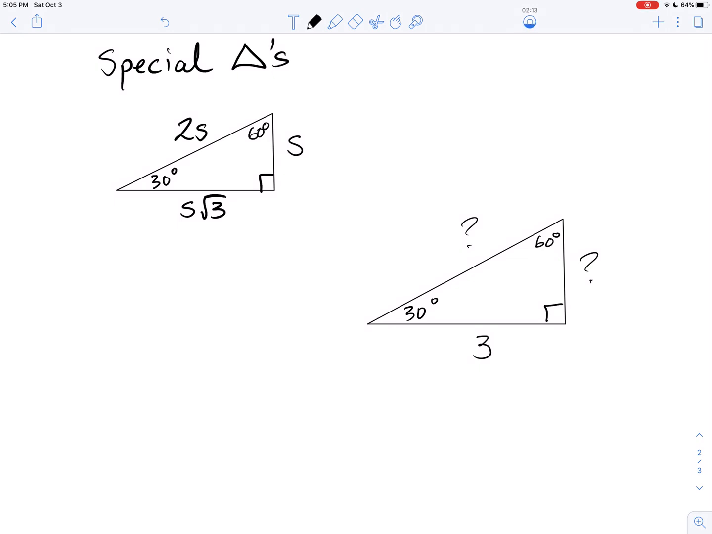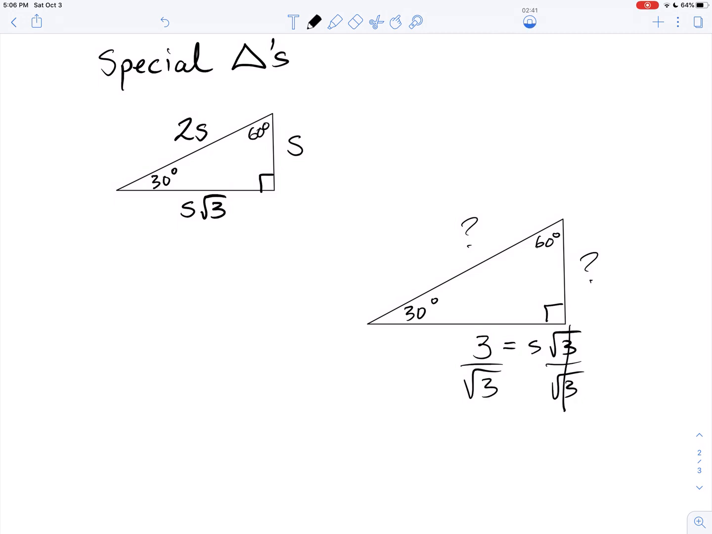Well, which piece of info did they give me? They gave me the 3. So the 3 is opposite the 60, which means it's equivalent to this piece. The ratio says that piece is the S rad 3 piece. Can you solve for S? And I say, yes, I can solve for S. I just divide both sides by rad 3.